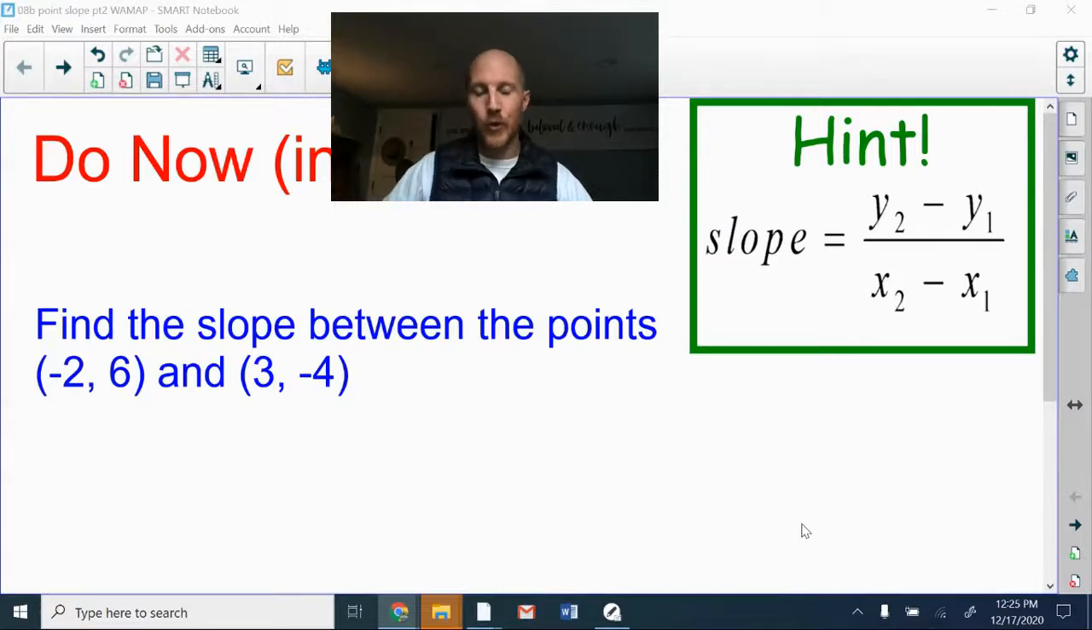So here's a Do Now question. We find the slope between those 2 points. I've got the slope formula up there if you want to use that. I'm going to go ahead and hit pause on the video until you've got your slope found. I'll hang out here until you're done.